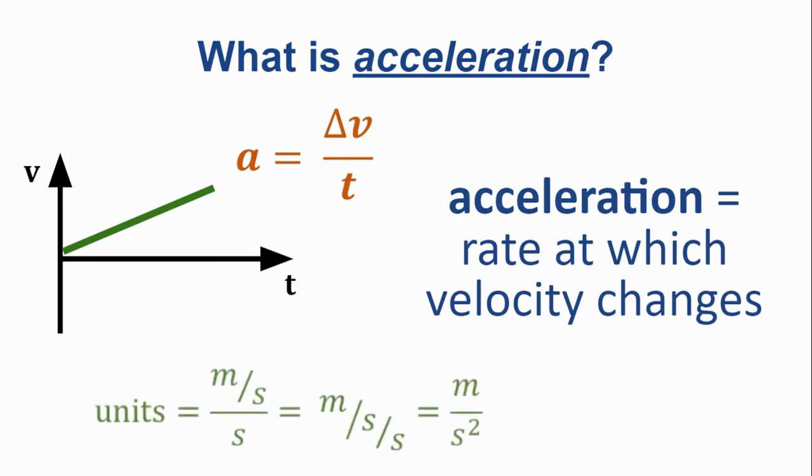That means that the units for our acceleration are the units of velocity, meters per second, divided by a unit of time, often seconds. That gives us a sort of strange unit, meters per second per second. Sometimes we will combine the units of seconds and write this as meters per second squared.